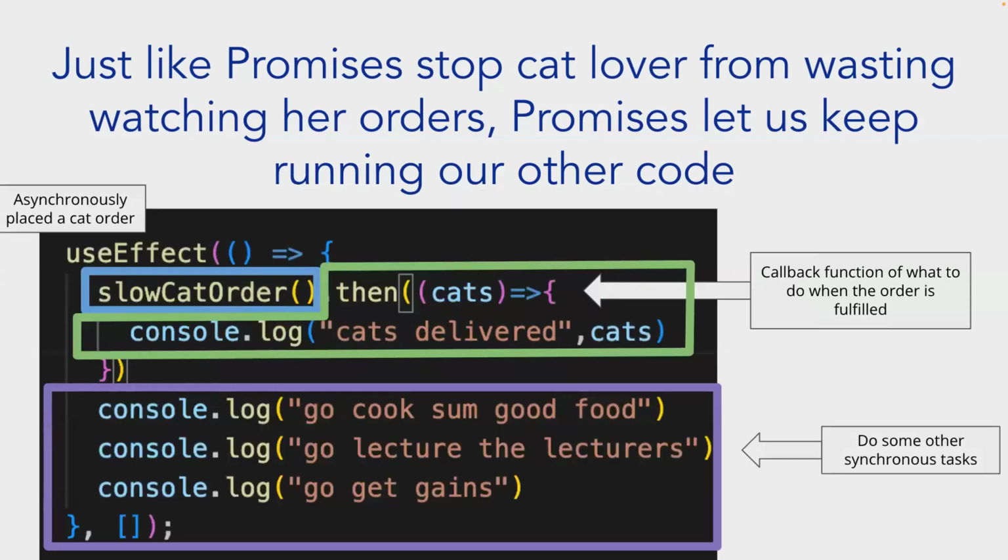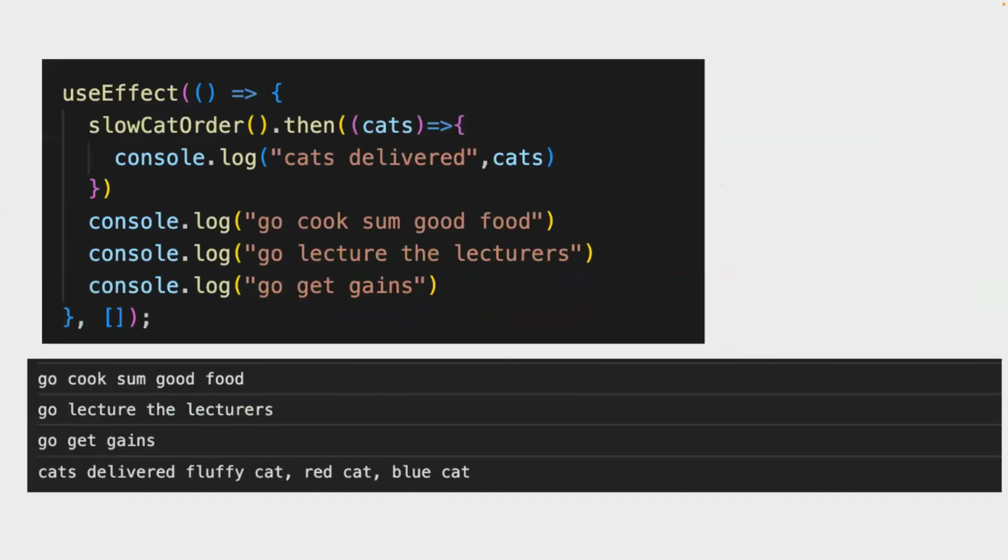And then I'm going to do some synchronous things on the side. Maybe I'm going to go cook some food. Maybe I'm going to go lecture the other lectures. Maybe I'm going to go get some gains. What this actually runs in code is that all the synchronous things print first. And then it's going to say cats delivered, and then the type of cat, the fluffy cat, the red cat, the blue cat. This is because even though I place the order first, it is an asynchronous function. When I place the order first, it is happening. And as it is processing, I'm able to do all these other synchronous things until finally the .then runs and it actually comes back.